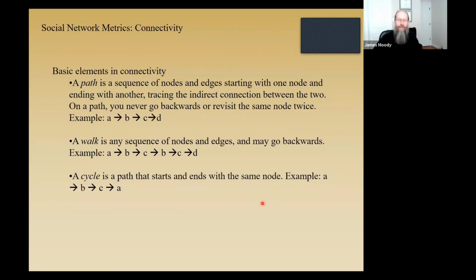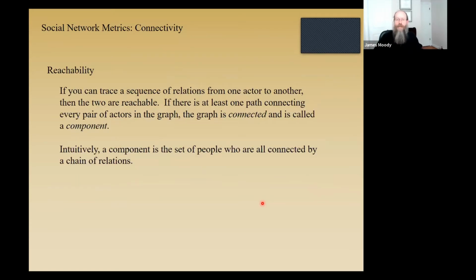A path in a network is a directed sequence of ties from one node to another. And so you can go from A to B to C to D. It doesn't go backwards and it never repeats. A walk is any sequence of nodes or edges. It can go anywhere you want. So a walk is just randomly moving around the network. A cycle is a path that starts and ends on the same node, from A to B to C and back to A again, for example.